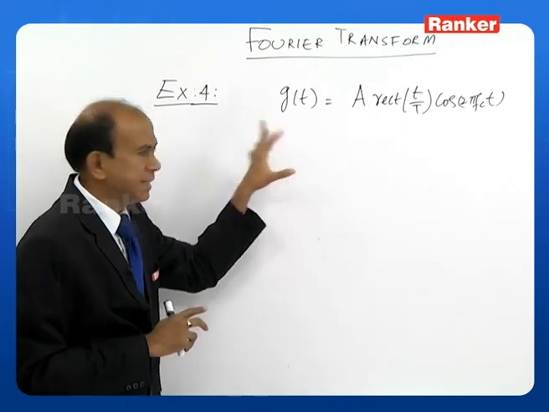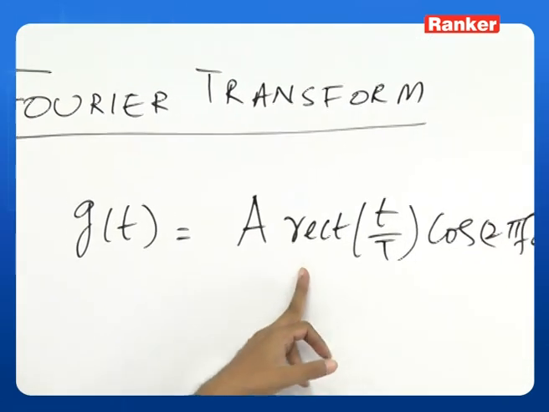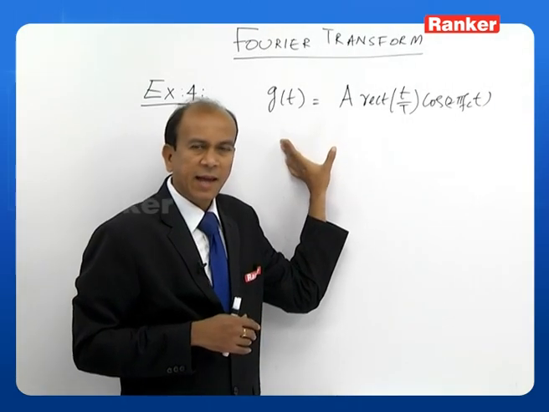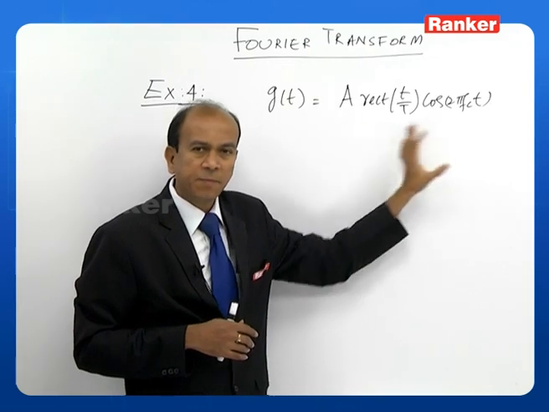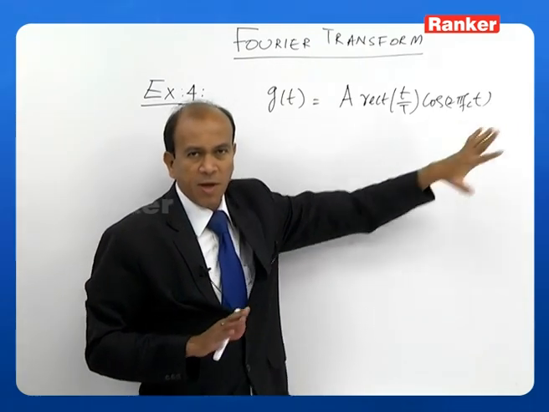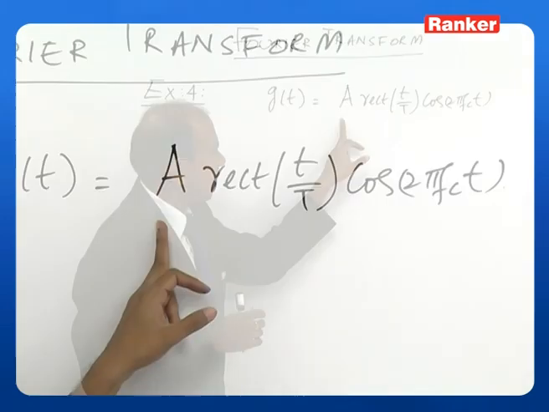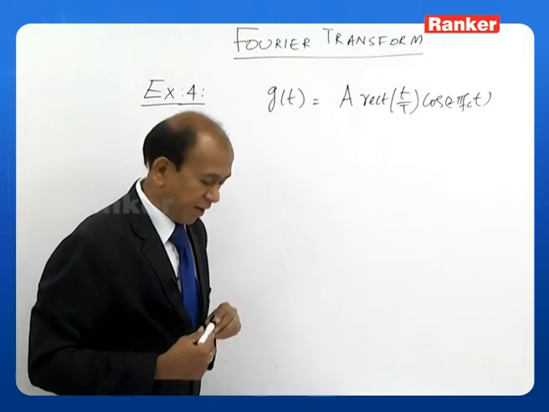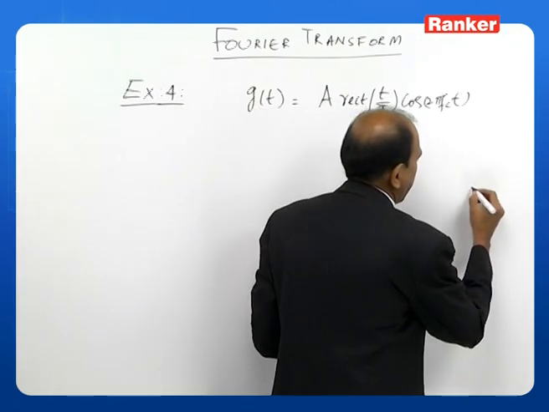This example is this, where g of t is given as rect of t by T multiplied by cos 2 pi f c t. So, this example is a rectangle t by T and then cos 2 pi f c t. Now, here if you see, the rectangular function is getting multiplied by a cosine function. So, how does this figure look like? So, let us just draw the figure.